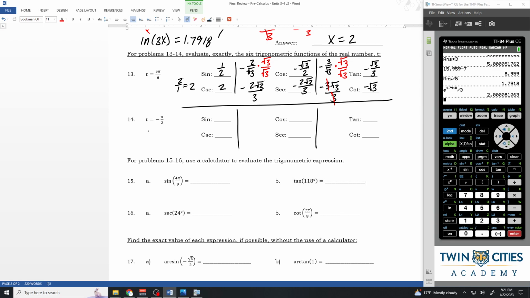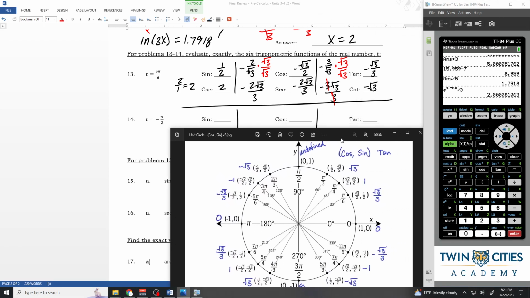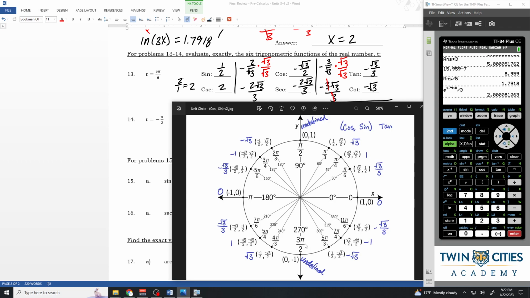Okay, what about 14? t equals negative pi over 2. Okay, pi over 2 is right here. So negative pi over 2, this is the same as 3 pi over 2. I want to find the sine, cosine, and tangent first. The sine, again, is the y value, the cosine is the x value, and the tangent is sine over cosine. I've written this on the outside here.